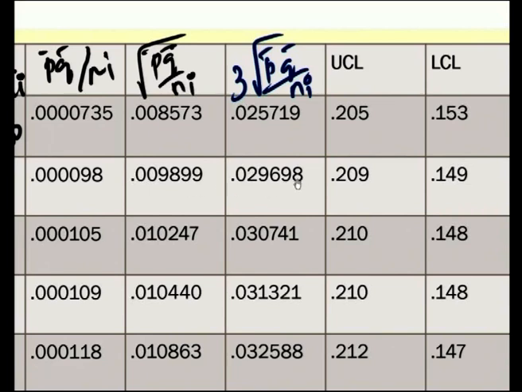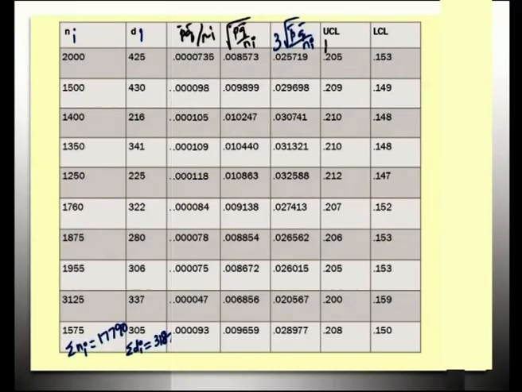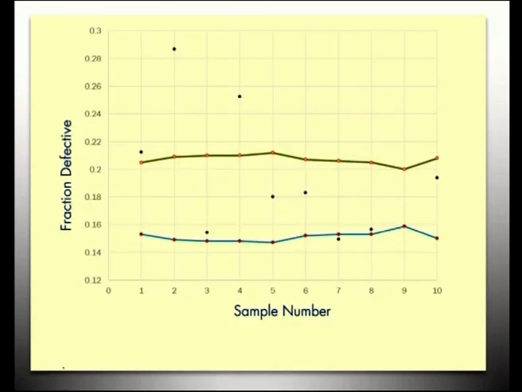Likewise, you have calculated the values. Then UCL is P bar plus 3 times root of P bar Q bar by N i. That is, the P bar value 0.2125 plus 0.025719 gives 0.205. Similarly, the LCL value is P bar minus 3 into root of P bar Q bar by N i. Likewise the variable P bar values are calculated, and the variable UCL and LCL are calculated, and all the values are going to be plotted in the chart shown.